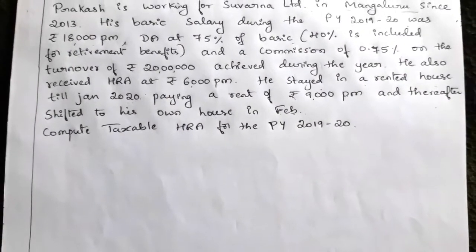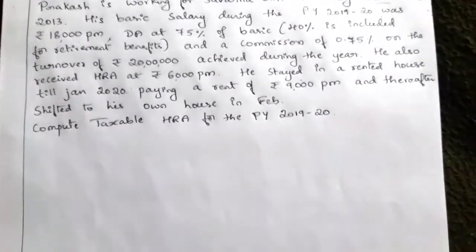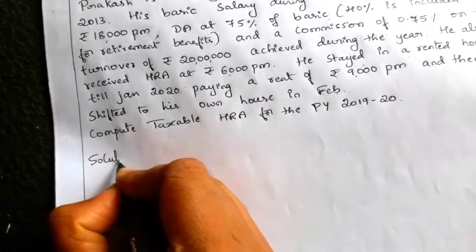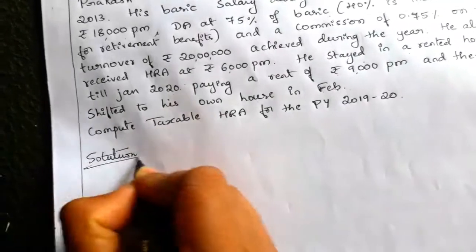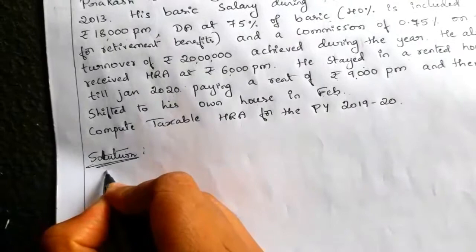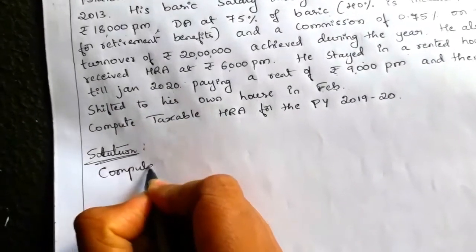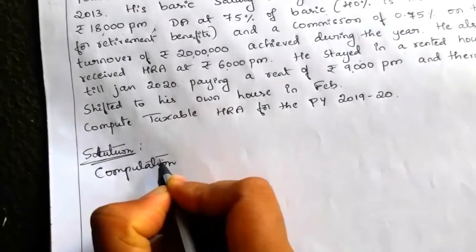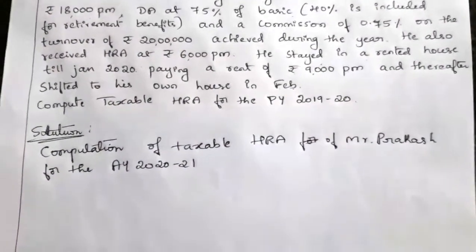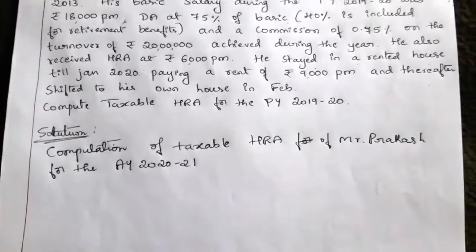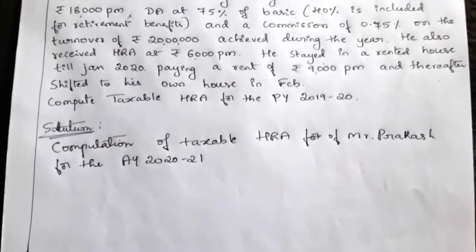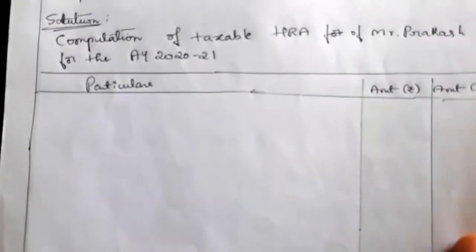So now we'll calculate the taxable HRA. Write the solution. Write the heading: computation of taxable HRA of Mr. Prakash for the assessment year 2020-21. Draw 3 columns: particulars and 2 amount columns.